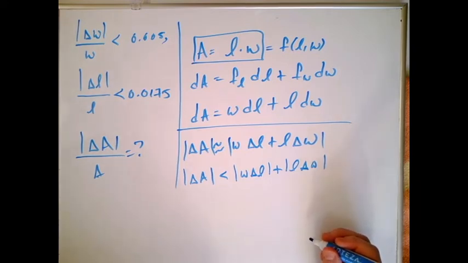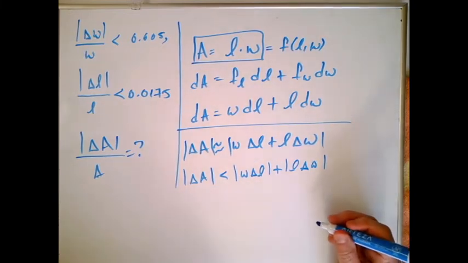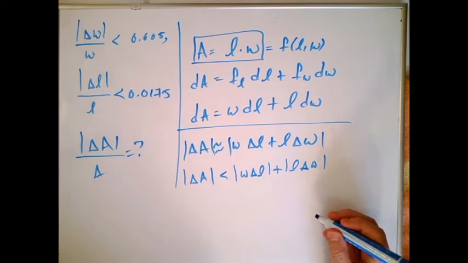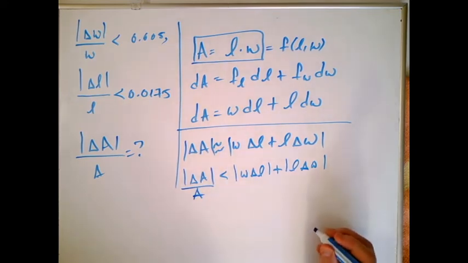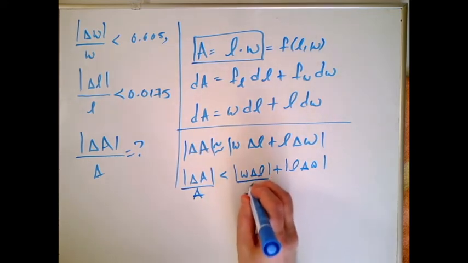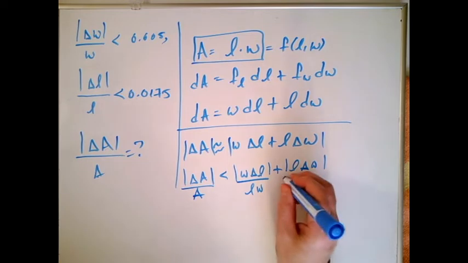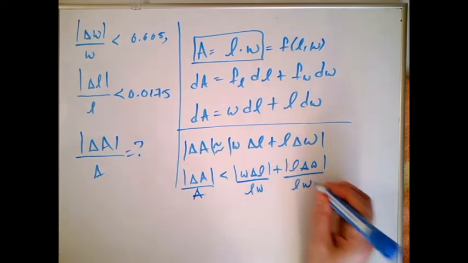Okay, what do we want? We want the size of the absolute error, so that's the actual error between the measured area and the actual area, and we divide everything by A. So I divide that by A, and I divide this by A. Sneaky, sneaky, that is equal to A. Divide by this, like that.